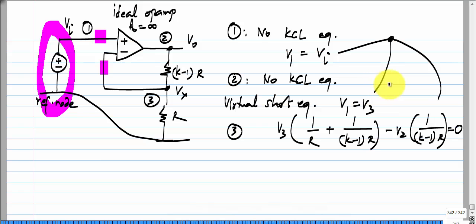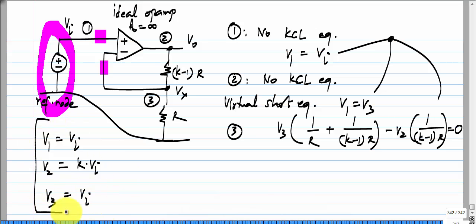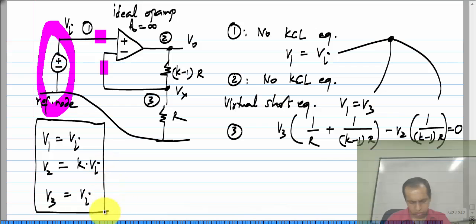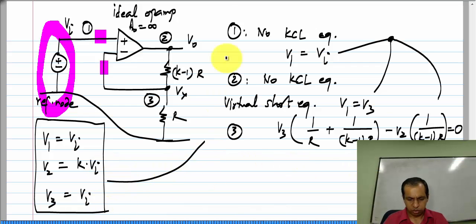So, if I solve with these 3 equations, this one, that one and that one, essentially I will get the solution, which is that V 1 equals V I, V 2 equals k times V I and V 3 equals V I. Okay. So, this is the solution to these 3 equations.